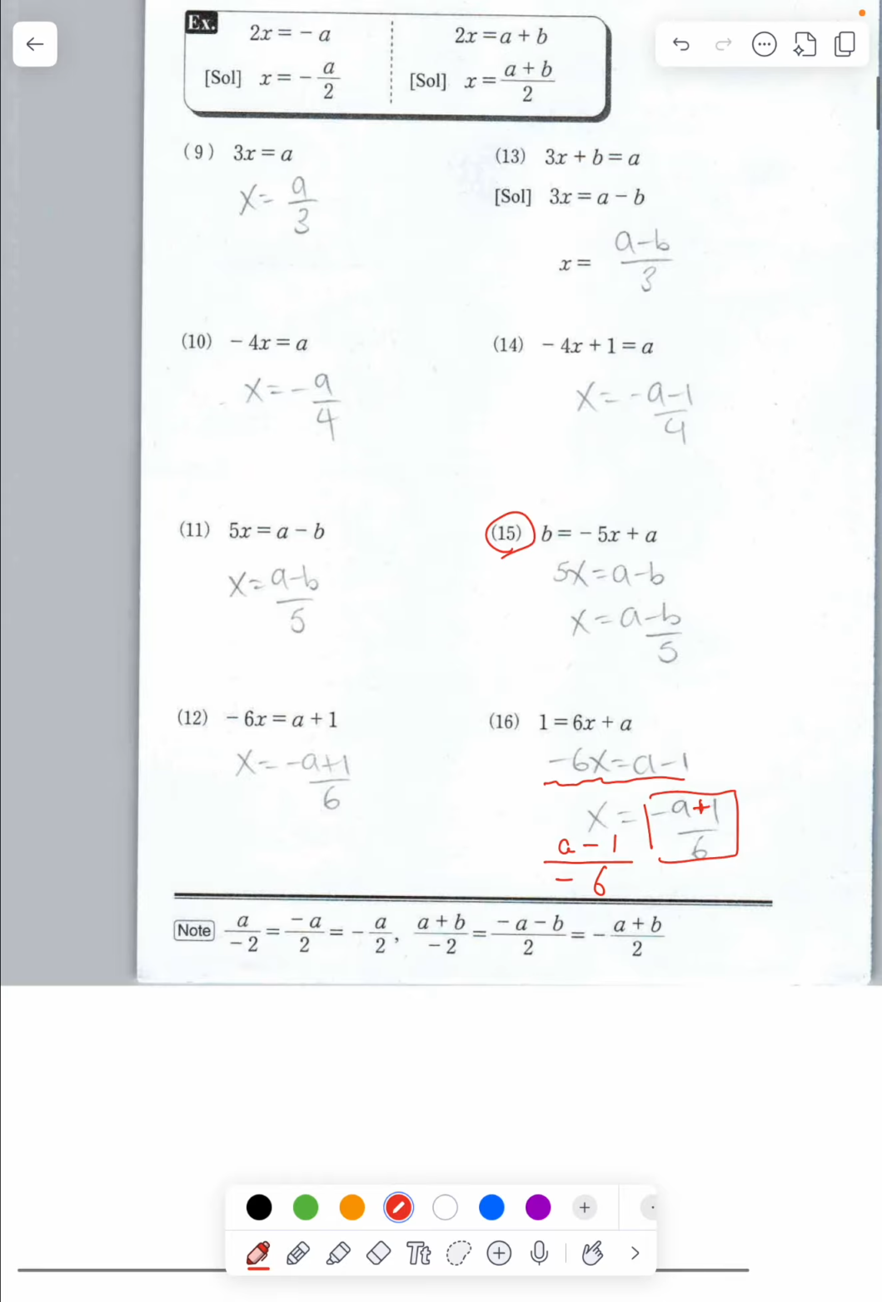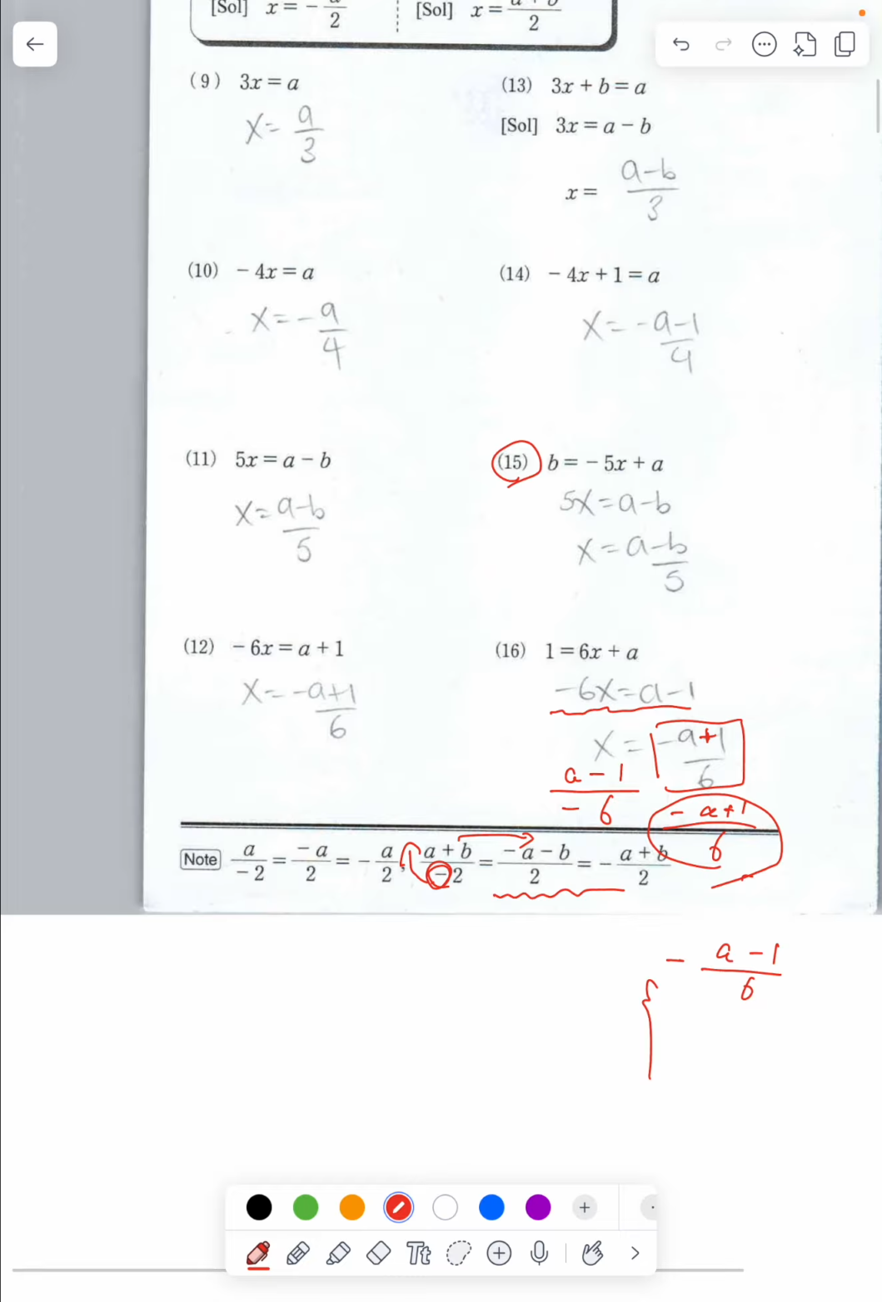Why, and what happened? Based on the examples at the bottom, can you take a look? What happens is that we had the negative at the bottom, right? Now we actually bring the negative upstairs. Once we bring that negative upstairs, this affects the a plus b, which becomes a minus b. In our case, this becomes negative a plus 1 over 6. And then we can actually treat it as negative a minus 1 over 6. So both of these representations will be right.